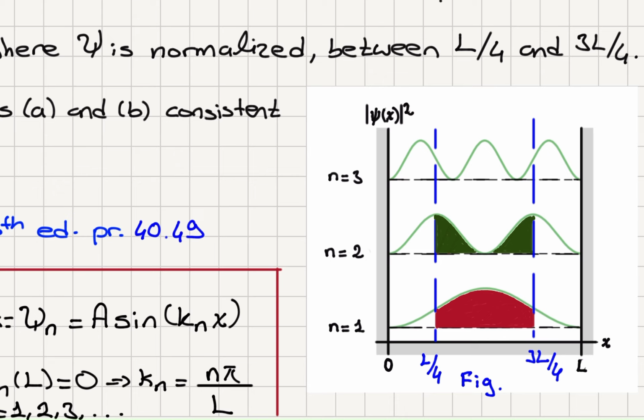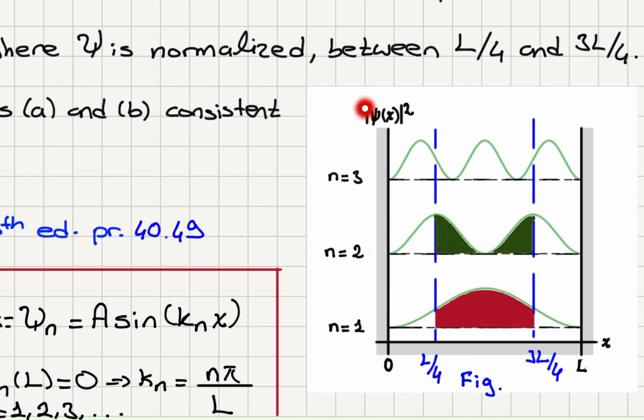So the probability of finding the particle in a region between capital L over 4 and 3L over 4 is given by the area underneath the psi square curve for n equals 1 and n equals 2. These two areas suggest that the probability will be higher for n equal to 1. So let's see if that's the case. First we look at the normalization condition.